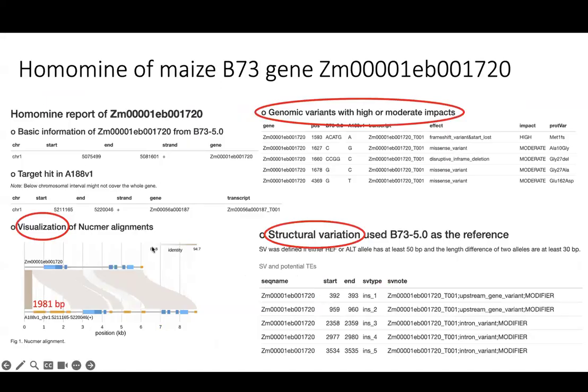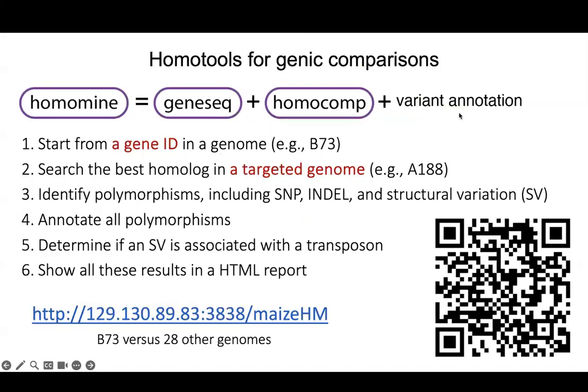Here is the output of using the Home tool to search for a gene of interest. We will provide you the visualization of identity of different genes. We will provide the genome variants with different impact, from high to moderate or even no impact. We also provide the structural variation. Please check it out.